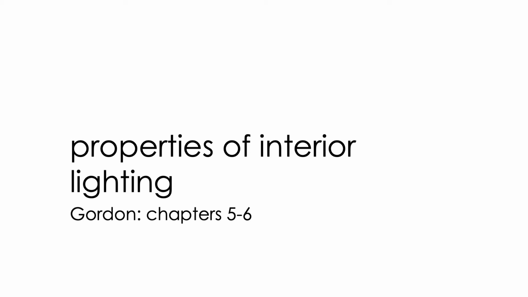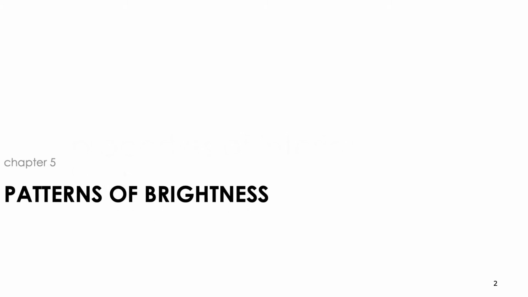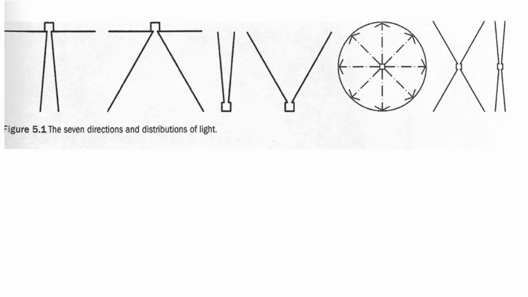Today, let's talk about the properties of interior lighting. Let's start with chapter 5, the patterns of brightness. Basically, the idea here is that there are certain real simple patterns that come out of the lighting fixtures that we tend to use in our interior environments, artificial light fixtures.